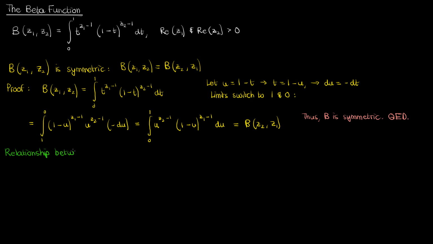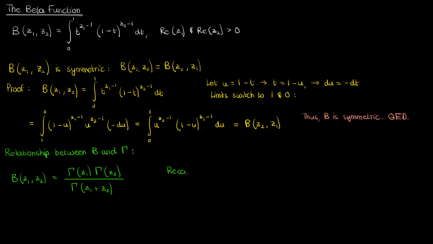The next property we're going to talk about is the relationship between the beta function and the gamma function. Specifically, the beta function of z1 and z2 is the product of the individual gamma functions of z1 and z2 divided by the gamma function of z1 plus z2. Let's now prove this property.